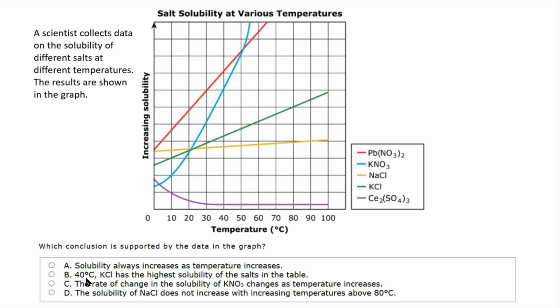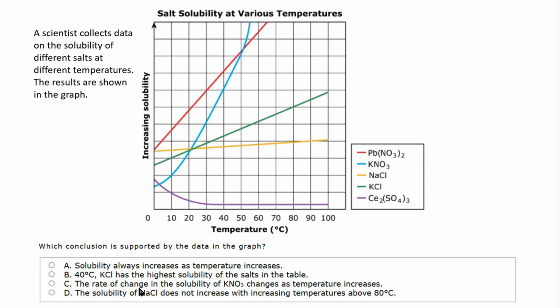Next is B. At 40 degrees Celsius, potassium chloride has the highest solubility of the salts in the table. Potassium chloride is the green one. The green one has higher solubility than the yellow, sodium chloride, and the purple one, cesium sulfate. You can understand that from the graph. So of course the green one is higher than these two, but we have another two which are higher than the green one, that is blue and red. So that option is also not correct.